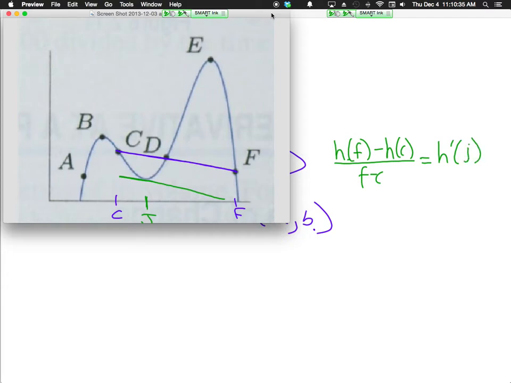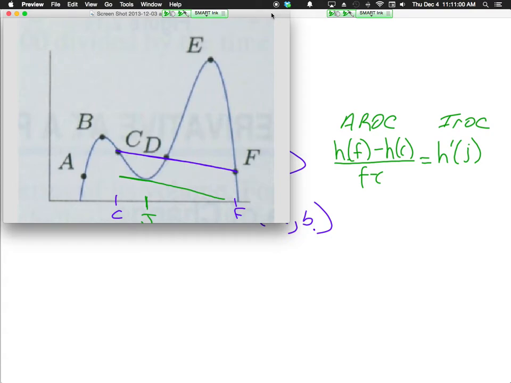Very nice. Outstanding. That's what the mean value theorem says. The mean value theorem says that this right here is AROC, and this is IROC, and if this thing is continuous and it's differentiable, there has to be at some point between C and F where there's an IROC that equals an AROC. Now, does anybody see another IROC that will work?